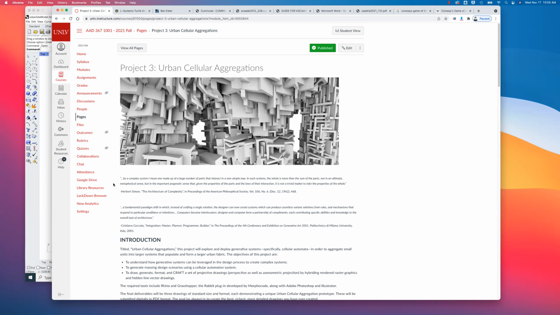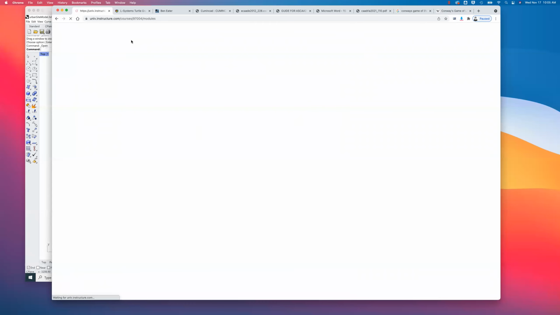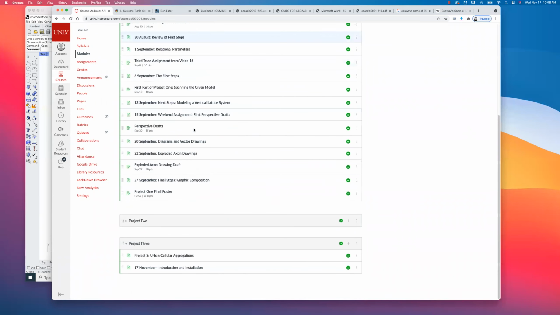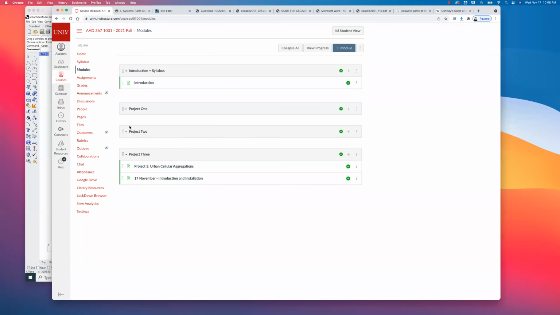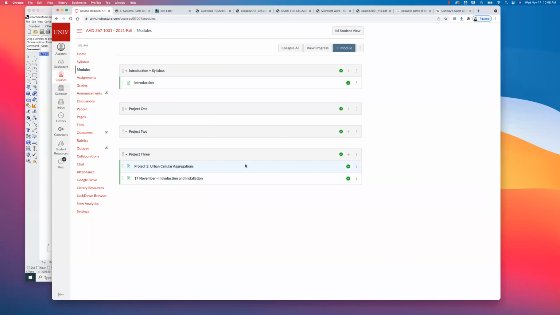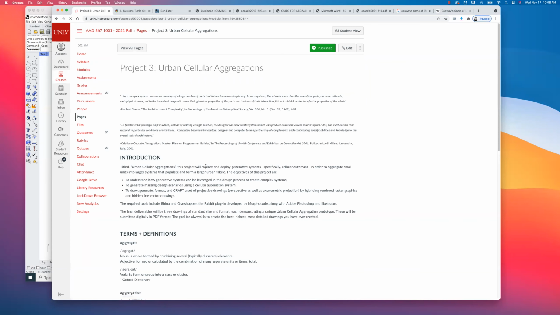So if I go to, again, I'm in the 367 course shell here. Modules seem to be the best way to sort of organize these things. Okay, here we go. So you might remember from way back when in August, project 1, you can go ahead and minimize that one. And then we just wrapped up project 2 in this long list of stuff. I'm going to minimize that one. Project 3, ta-da, achievement unlocked, level up. All right, so we're moving on to the last third project, urban cellular aggregations.